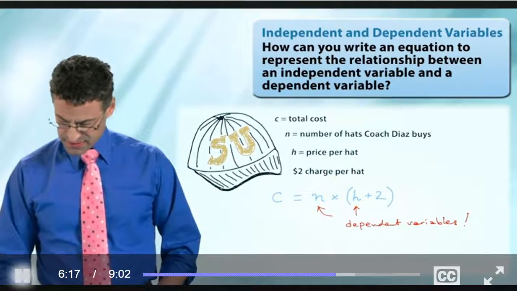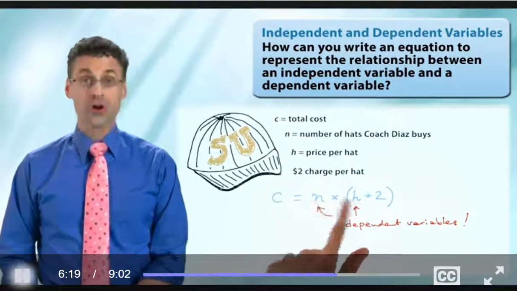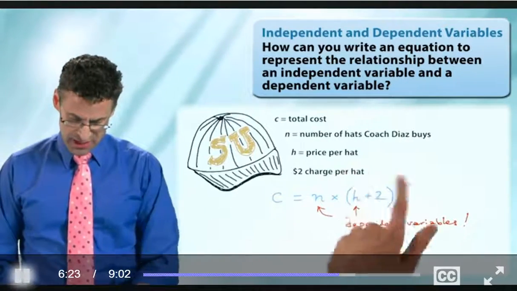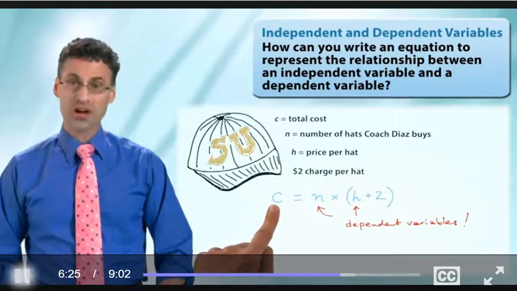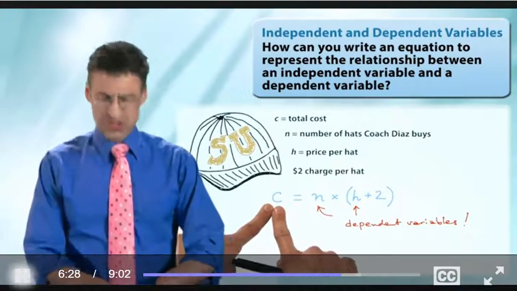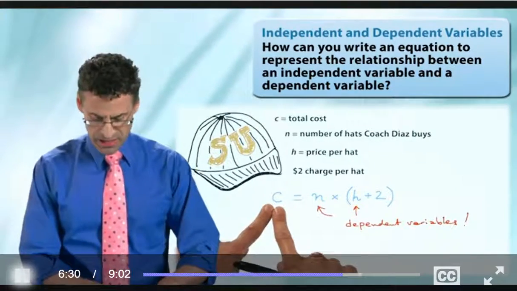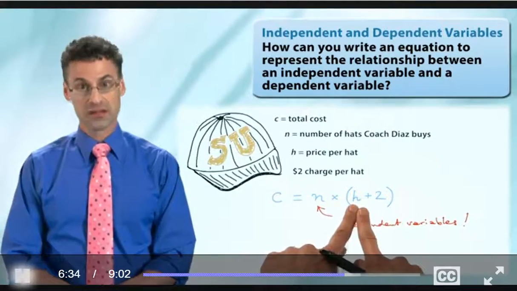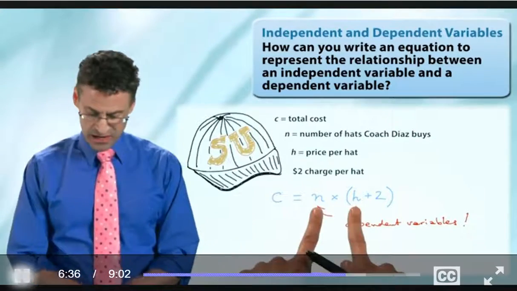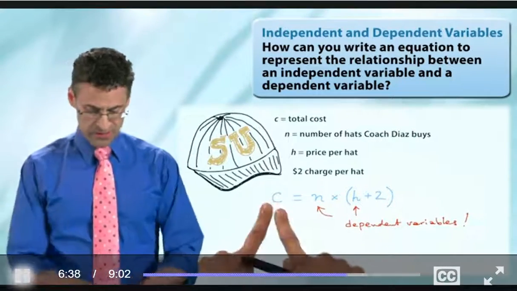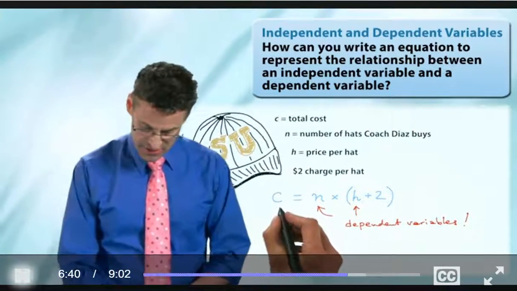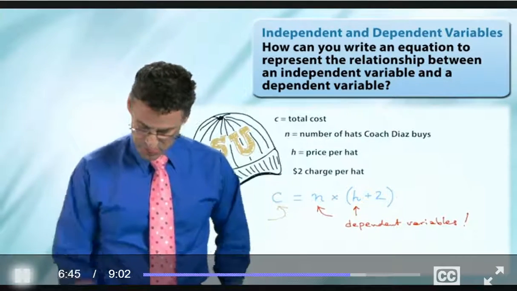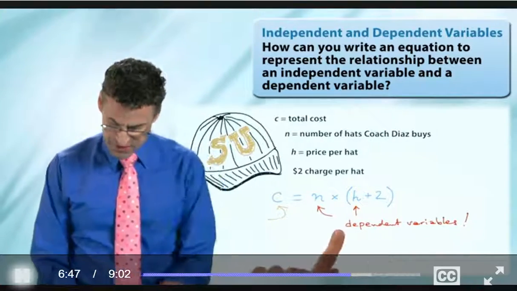Now, on the other hand, once I know those, I can insert them into this expression, and that will give me the cost. So the cost is determined by knowledge of how many hats and the price of each hat. So this depends on these. These are independent, but this is dependent. And so this one is, in fact, the dependent variable. So these are independent.